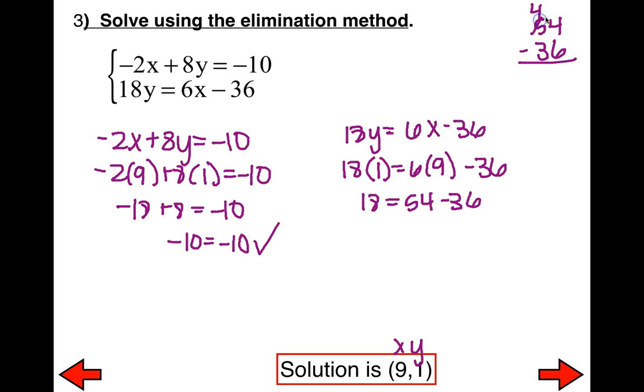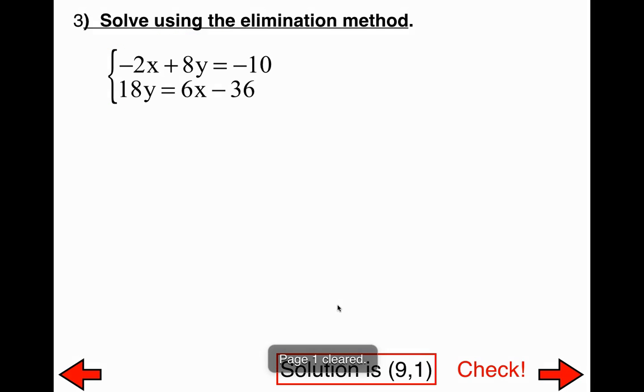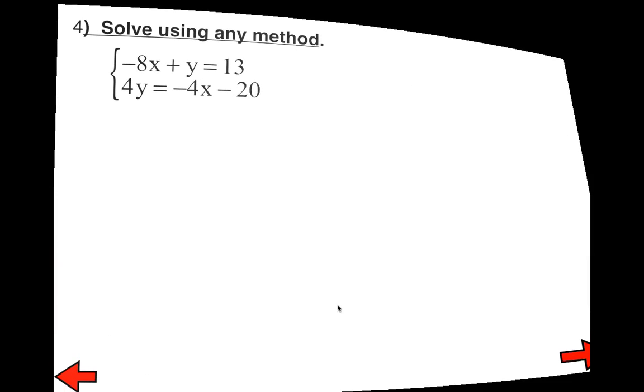We're going to have to borrow 8. It definitely checks out, so I can confidently say that the solution to this system is indeed 9, 1. Okay, so let's go ahead and move on to the next one.